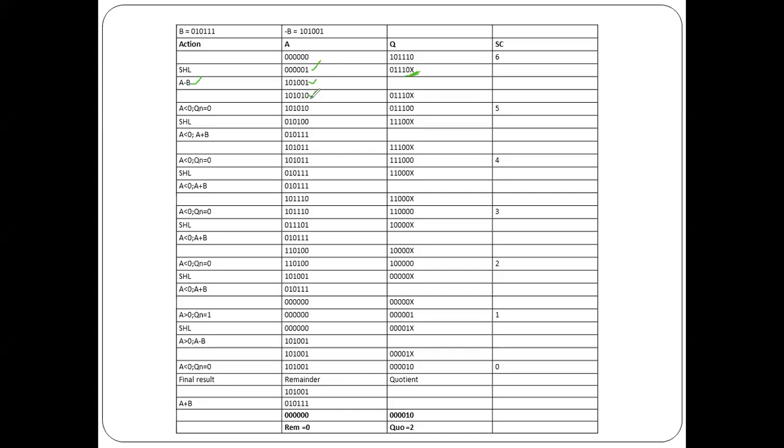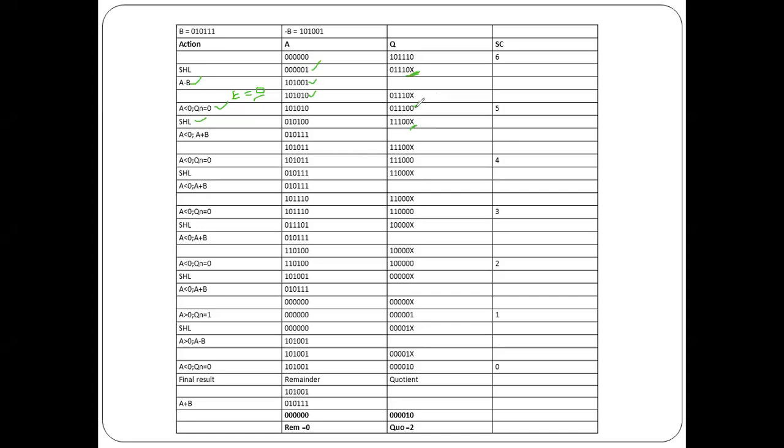Right here we got this result. It means A is less than 0 here. There is no E bit here. So we didn't receive any E bit here. So A is less than 0, so I have to make my Qn 0. I made my Qn 0. This is the first loop. After that, we are shifting left the second time and leaving the new Qn as blank.